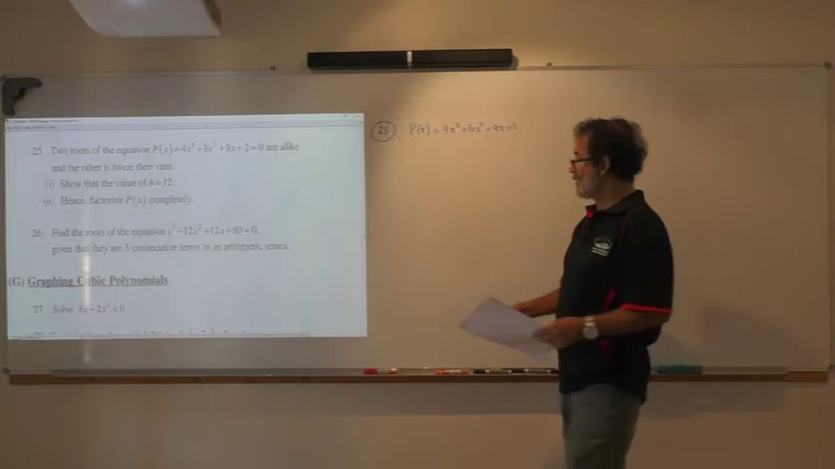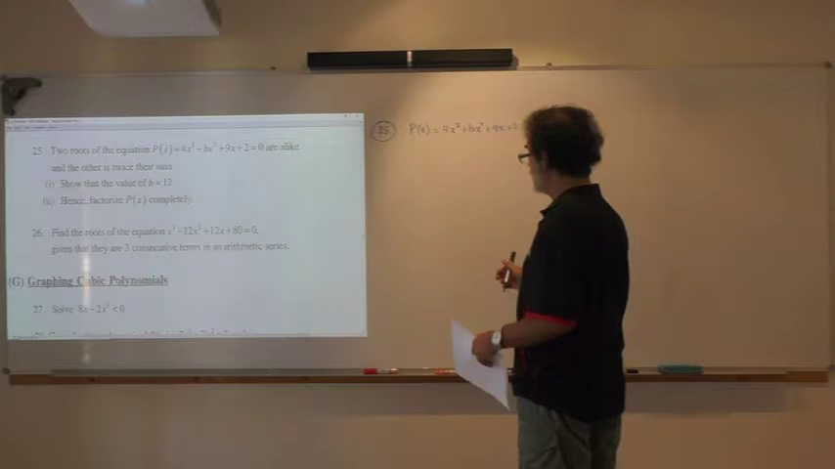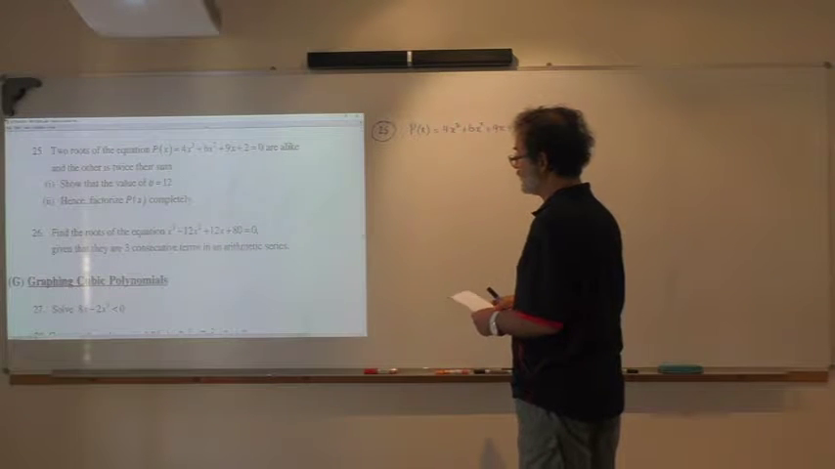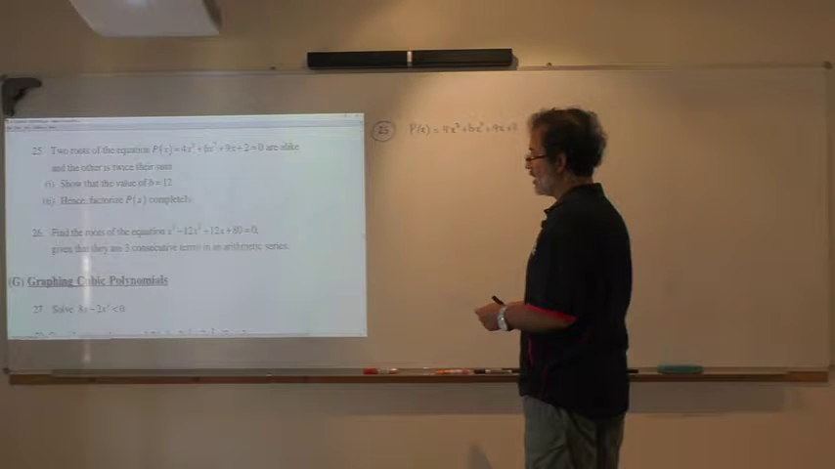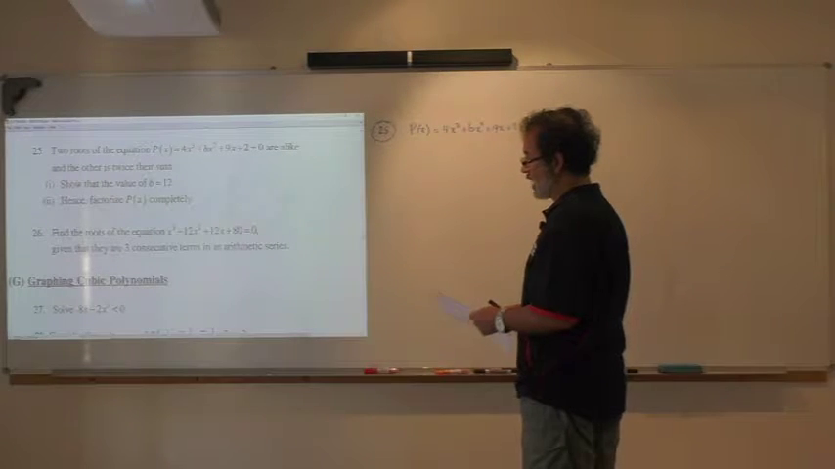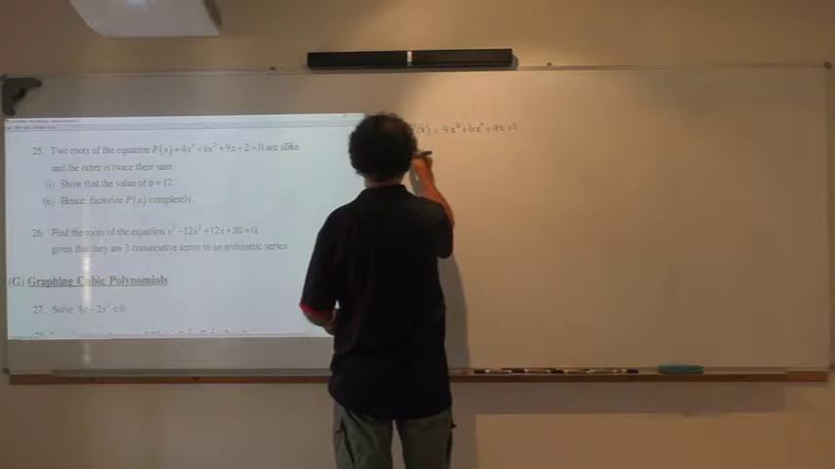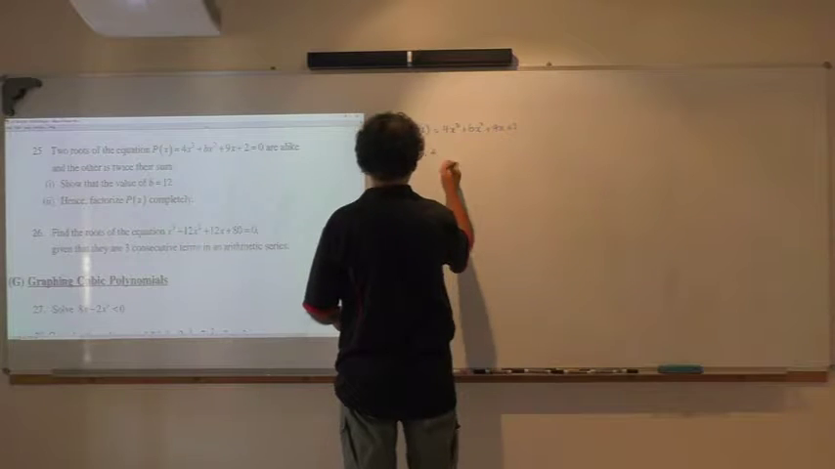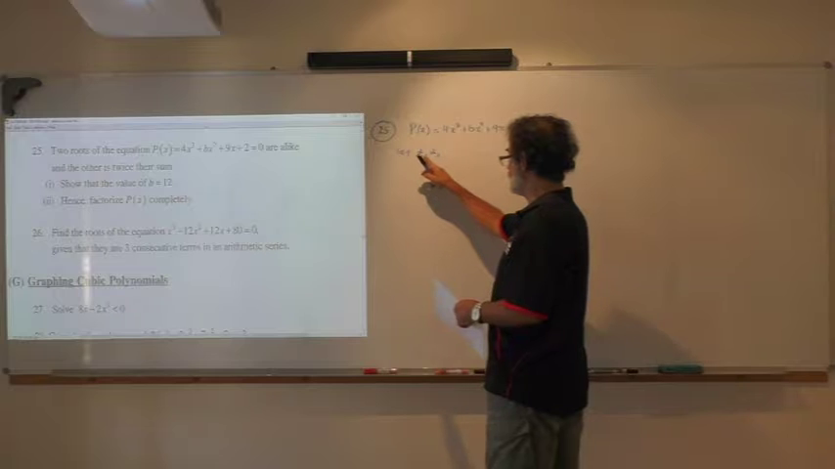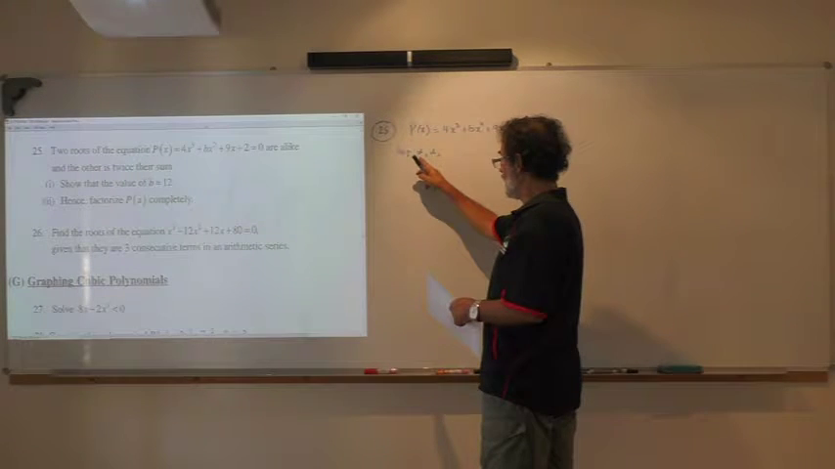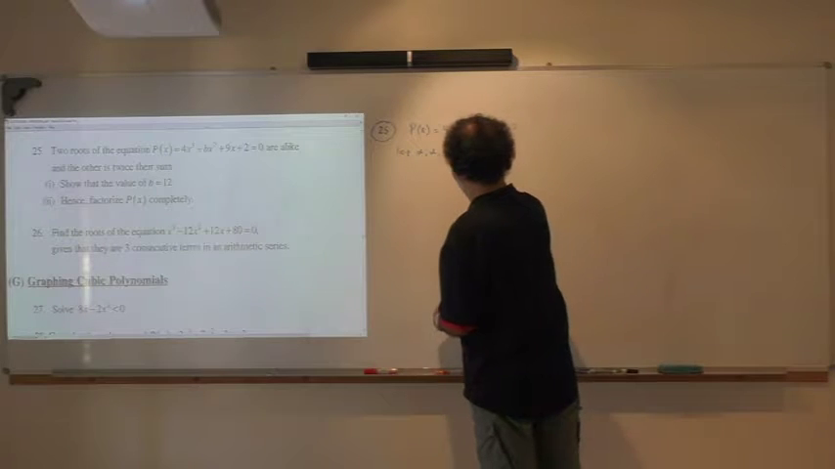Okay, question 25. We have this polynomial. What they say is that we have two roots that are alike, and the other one is twice their sum. So we're going to let alpha and alpha, and the third one is twice the sum of these two. Alpha plus alpha is 2 alpha, and twice that is 4 alpha.